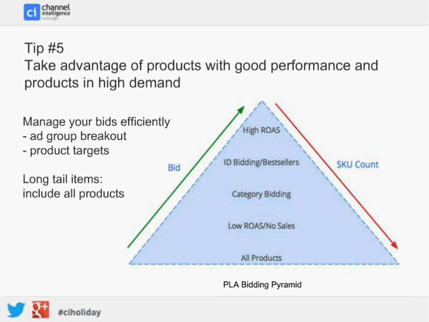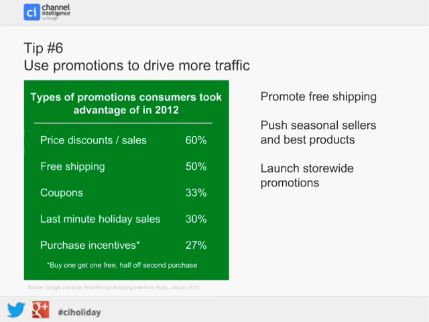For your long tail items, you want to make sure that you're including all of your products in an all products target, and make sure that you set a low bid for that all products target so that you're benefiting from that traffic, but you're not risking your profitability by bidding too high on those long tail products. Make sure for your high sellers that you are bidding up, and so on. Okay, next tip. Use promotions to drive more traffic.